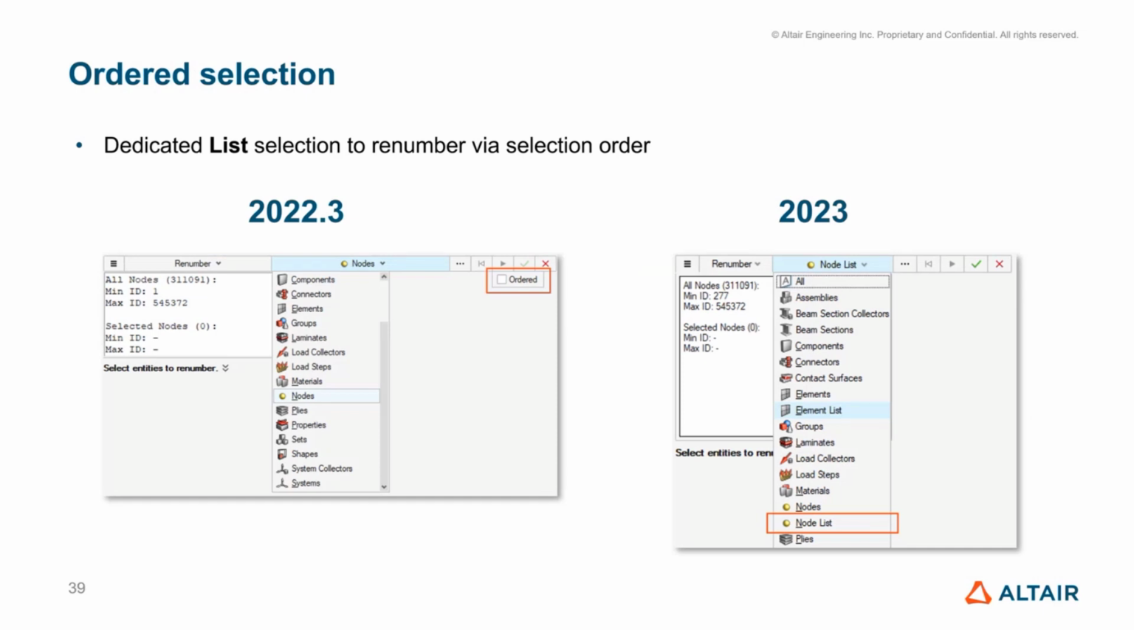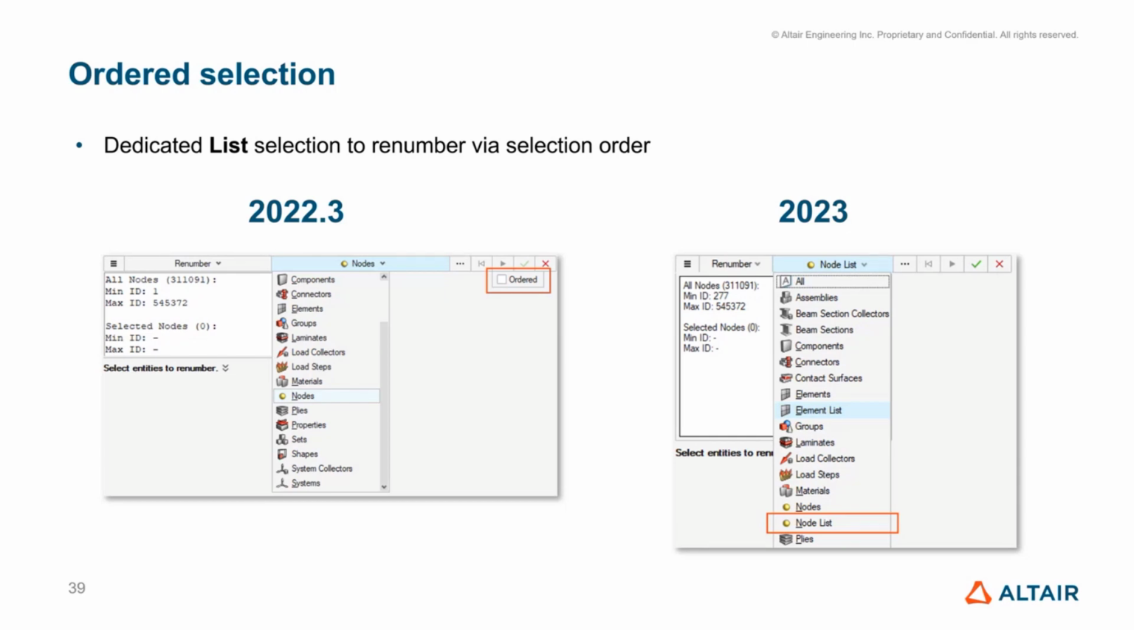And one final change, again related to consistency, is the removal of the ordered checkbox in the Renumber tool. So in other tools in HyperMesh, when you want to have a selection that is based on the order that you select things, where that order is important, there's this list selector. So instead of using the ordered checkbox, which again was custom for the Renumber tool, we're using the generic selection mechanism now of lists.